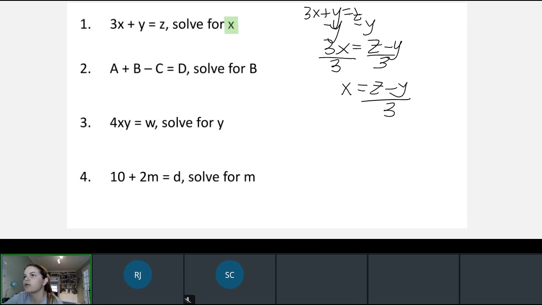Okay, let's try number 2. So we're going to solve for b. So we ask ourselves what's happening to b. First, it doesn't matter which one we want to move first. Let's subtract a. Okay, good. So let's subtract a from both sides.